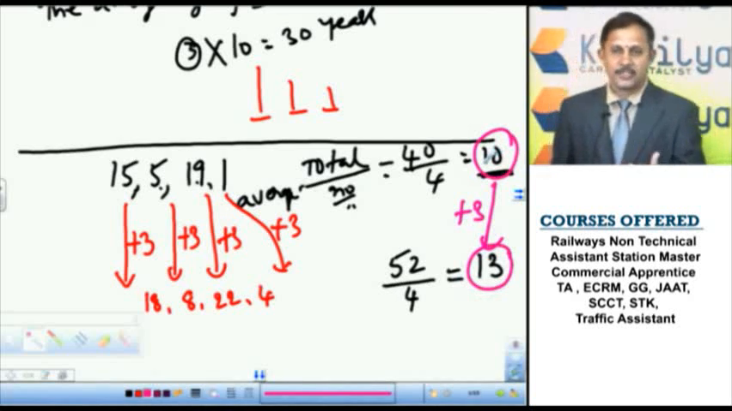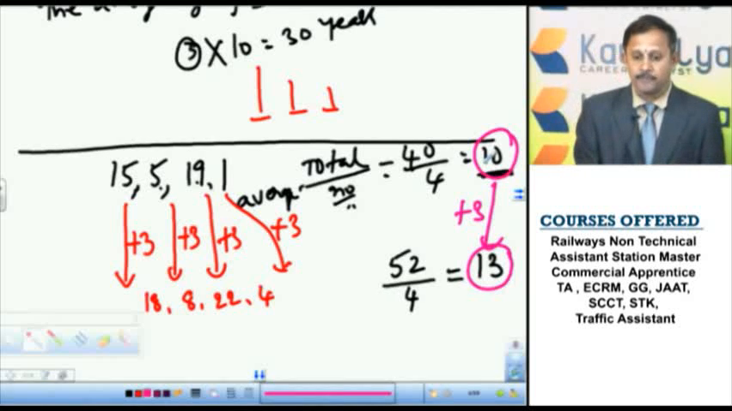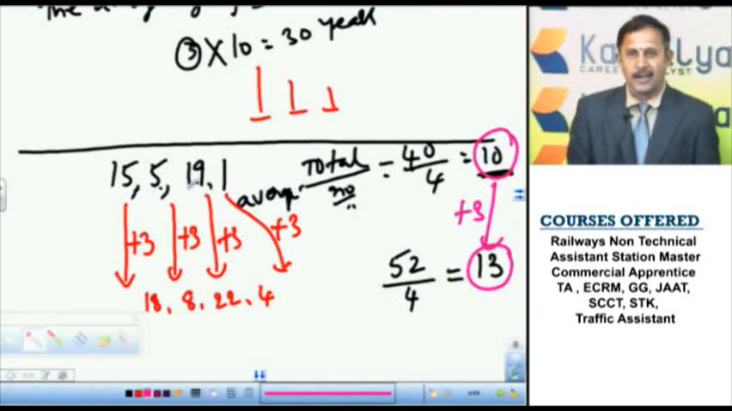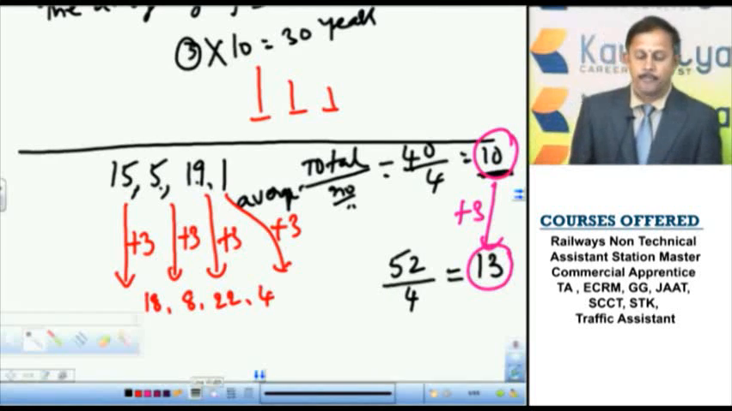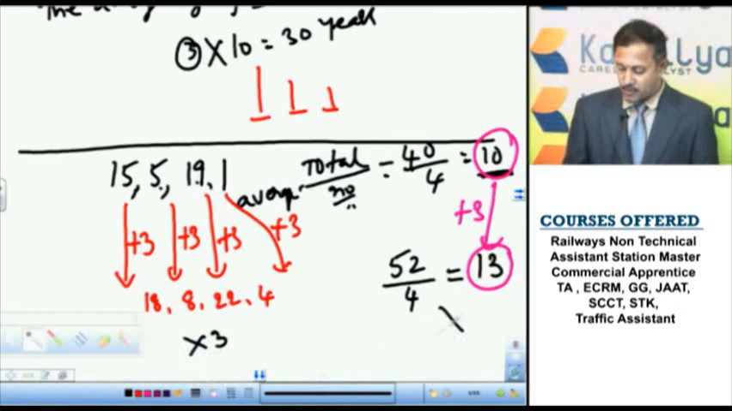And I will give one more example. Suppose 15, 5, 19 and 1, these are the 4 elements. Suppose each element is decreased by 2. Then the average also decreases by 2. Suppose each element is multiplied by 3, the average is also multiplied by 3. Suppose each element is divided by 4, the average is also divided by 4.